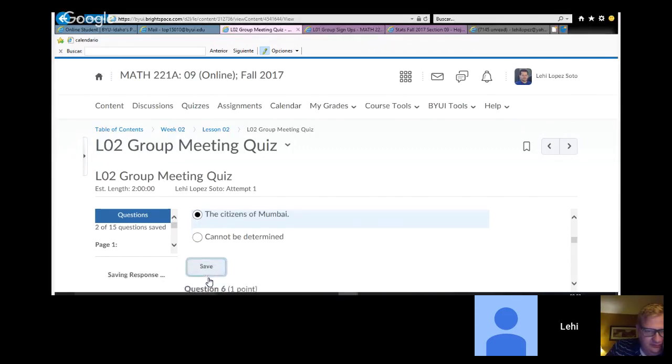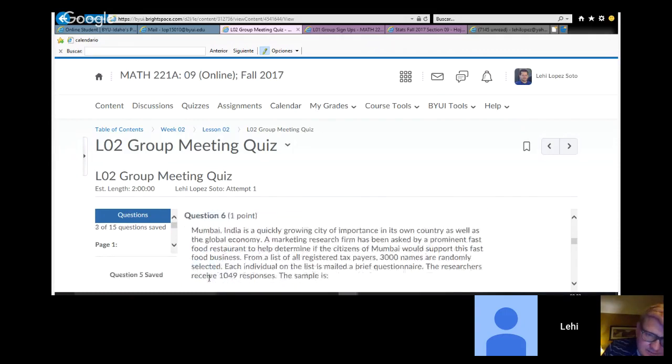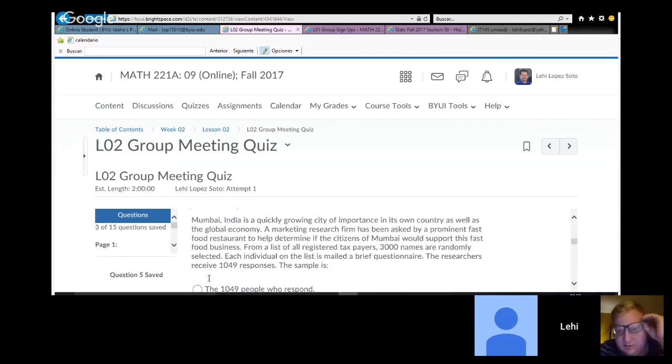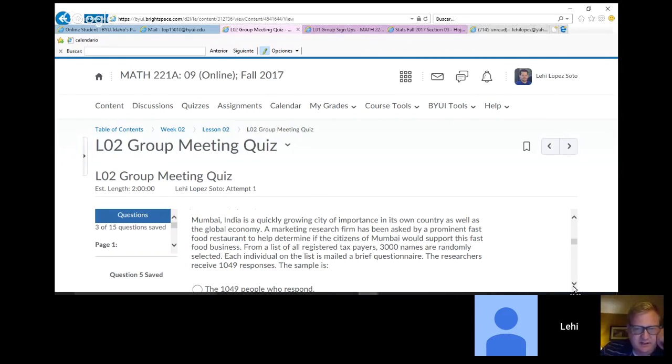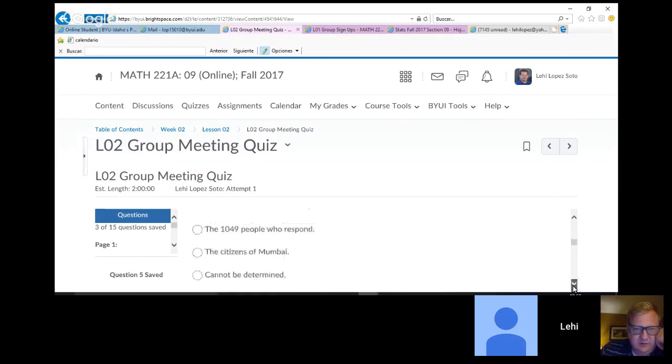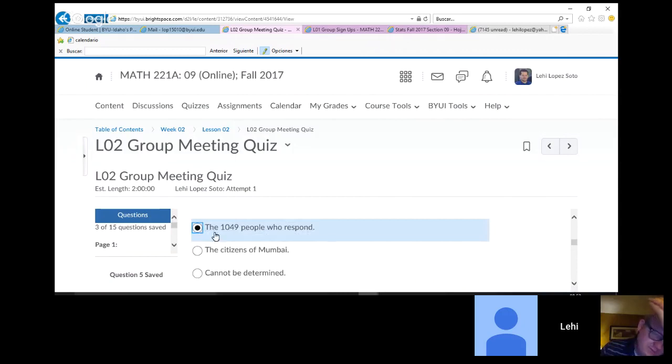All right, I'll read the next one. Number 6. Mumbai, India is a quickly growing city of importance in its own country as well as the global economy. A marketing research firm has been asked by the prominent fast food restaurant to help determine if the citizens of Mumbai would support this fast food business. From a list of all registered taxpayers, 3,000 names are randomly selected. Each individual on the list is mailed a brief questionnaire. The researchers received 1,049 responses. The sample is the 1,049 people who respond. Yeah, agree.